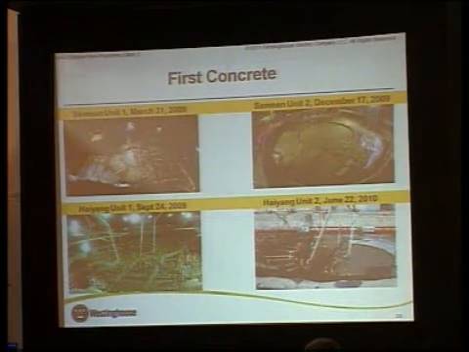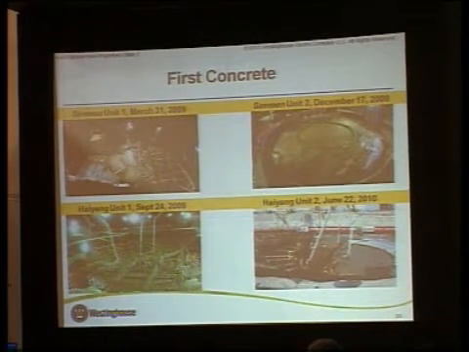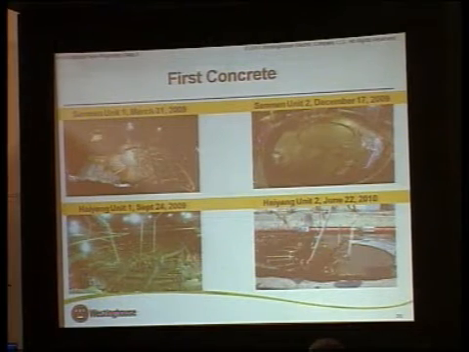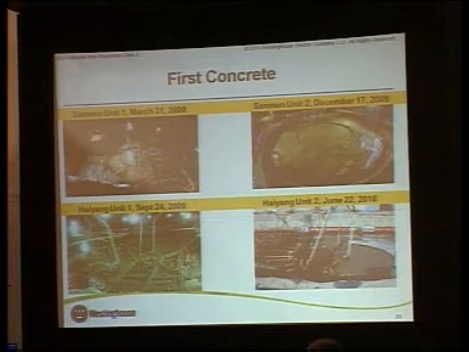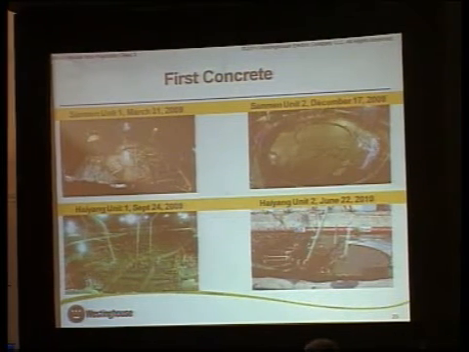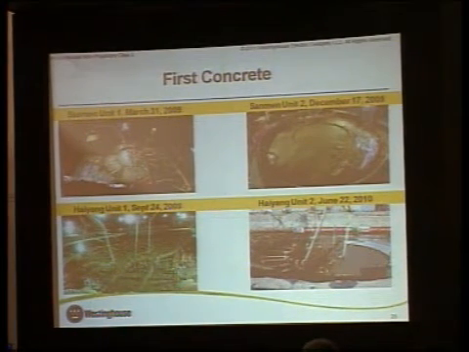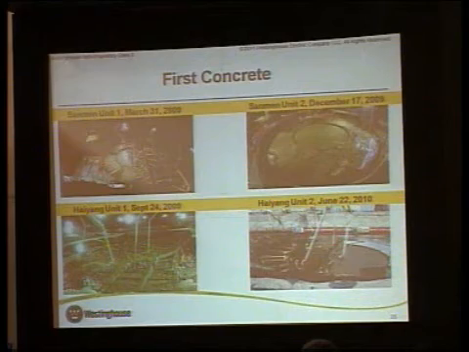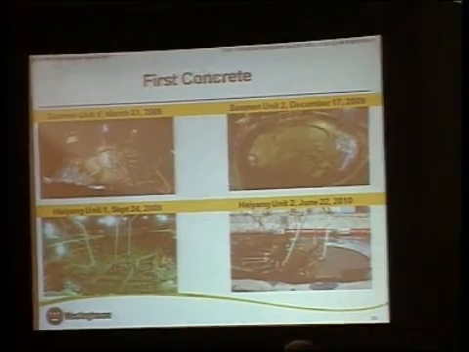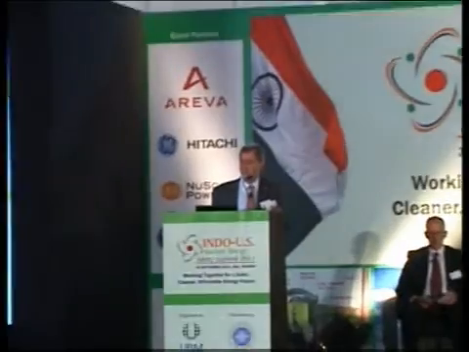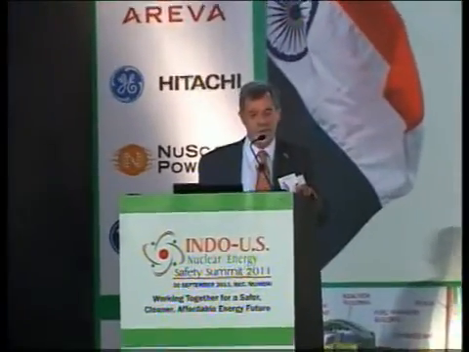A few photographs. This shows first concrete. I mentioned Sanmen 1, March of 2009, and then the successive Sanmen 2, Haiyan 1, and Haiyan 2. Each concrete pour was a little quicker. We learned a lot of lessons, and we will continue to learn many lessons from the construction, since this is a very unique construction plant relying on modular construction.